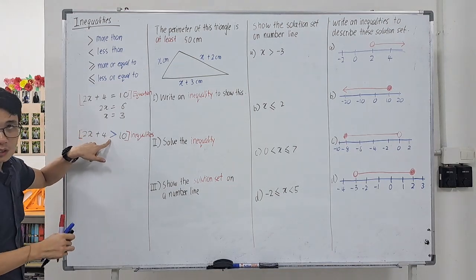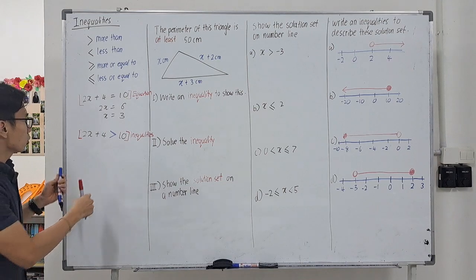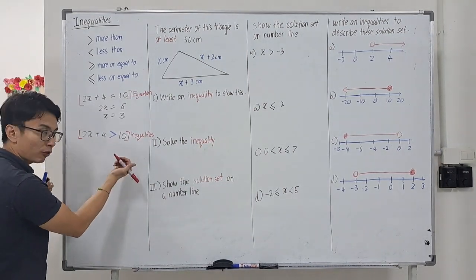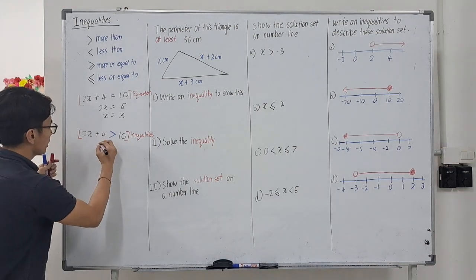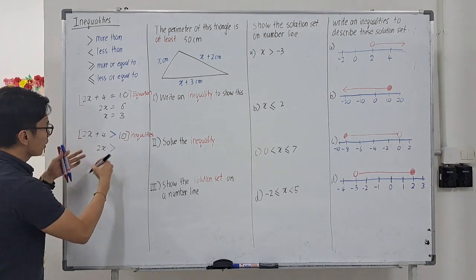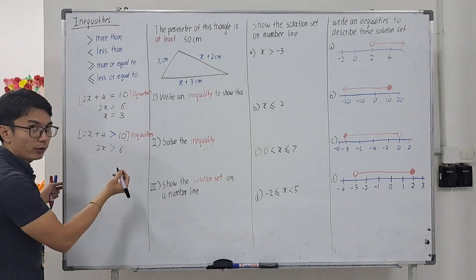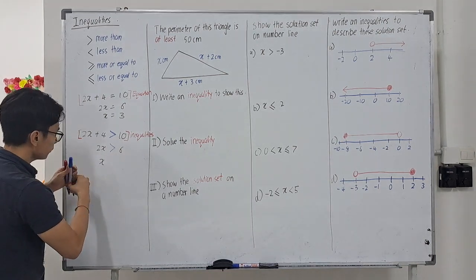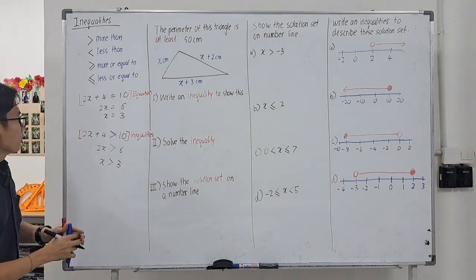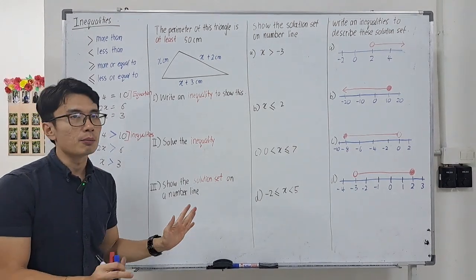But the way we solve an inequality is the same as an equation. All you need to do is to solve it as if it's an equation. So you can subtract 4 from both sides. You will get 2x, the sign doesn't change, it remains the same. Subtracting 4 from both sides, 10 minus 4, you should get 6. Divide by 2 on both sides, and you will get 3 over here. The way you solve an equation and an inequality is the same.